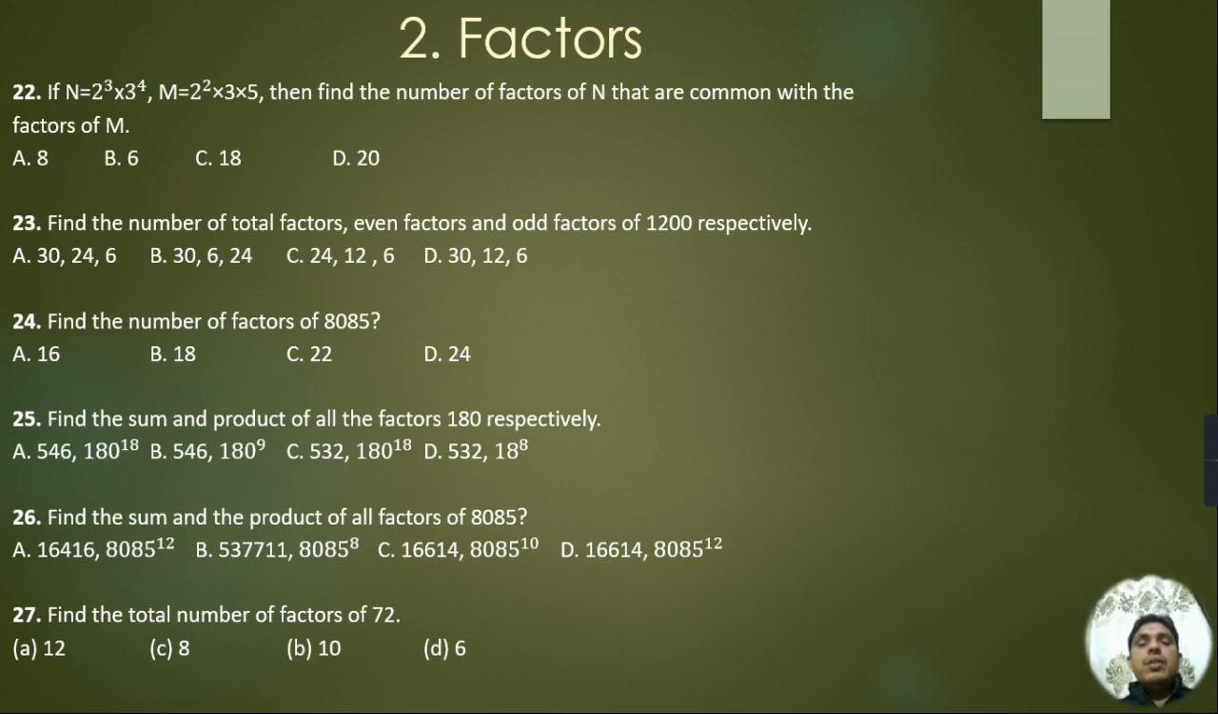Right. So the next thing that we are going to discuss here is factors. You know that any composite number can be written as a product of its factors, right? So here in question number 22 we have to find the number of factors of n that are common with m. That means here we have to find the total number of factors.